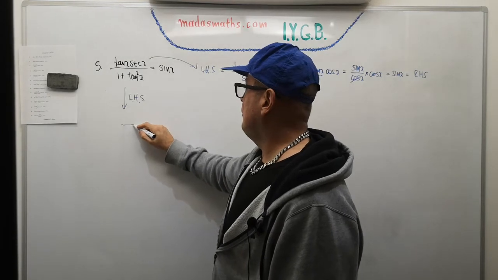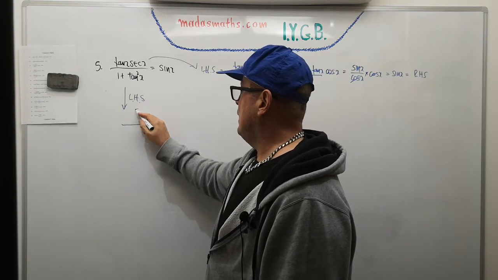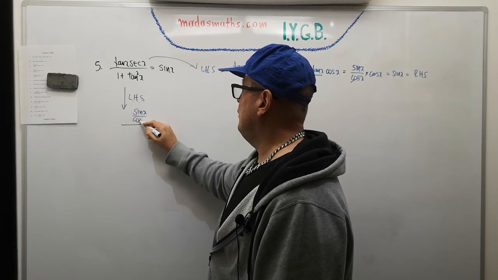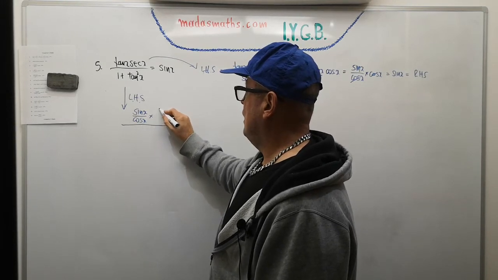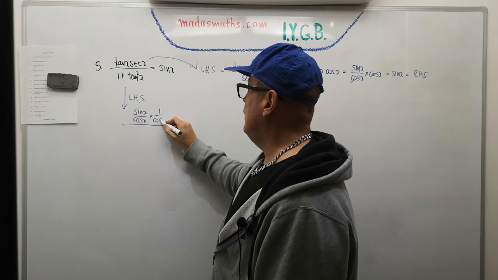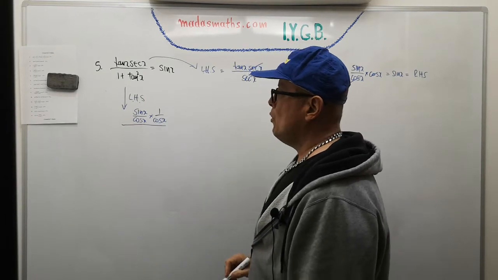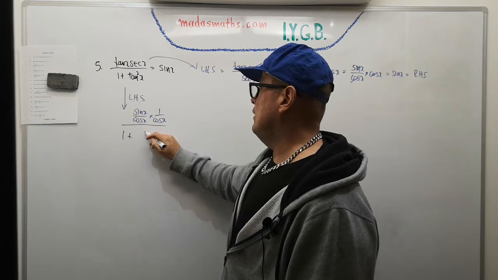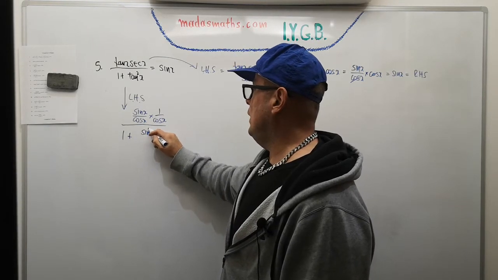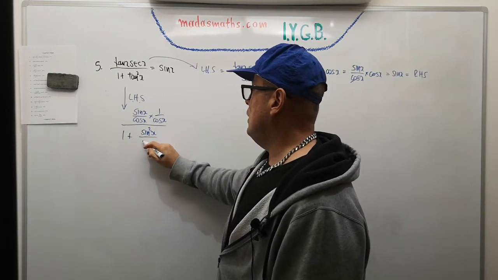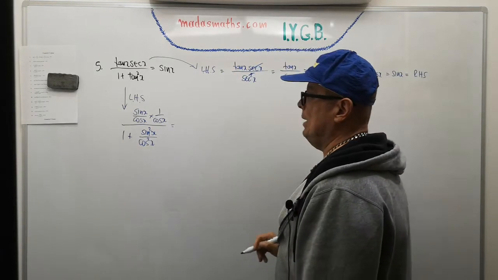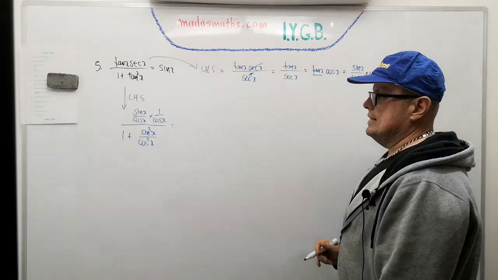So for him, the tan has become sine of x over cos of x, and the sec has become 1 over cos of x. Looks very scary already. And he has the 1 plus tan, which is sine over cos, so sine squared of x over the cos squared of x. Okay, playing for a little bit of time just to see what we're going to do.